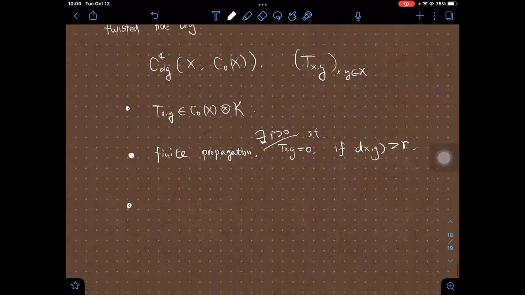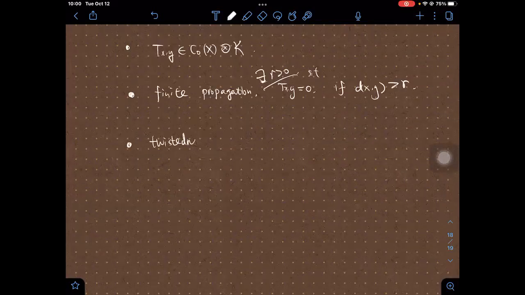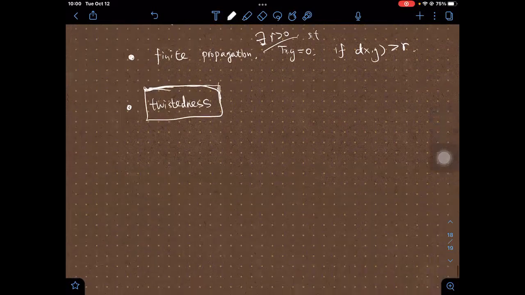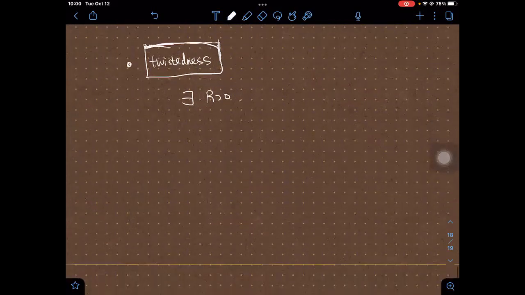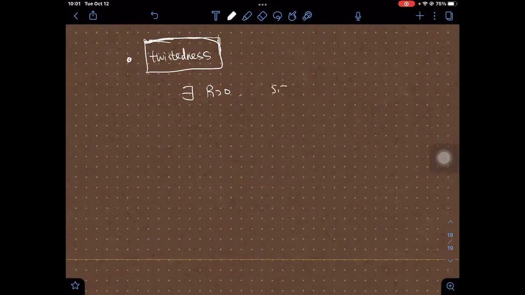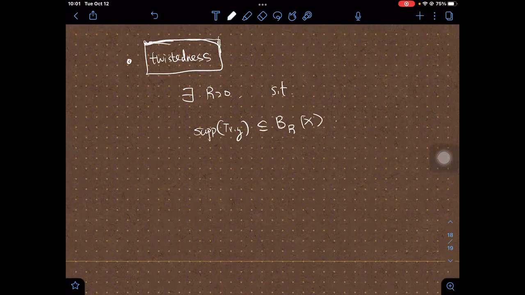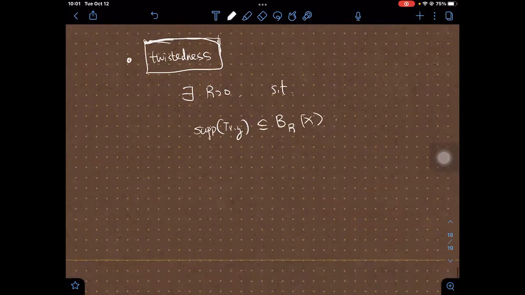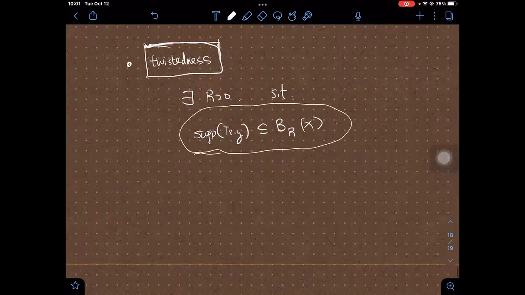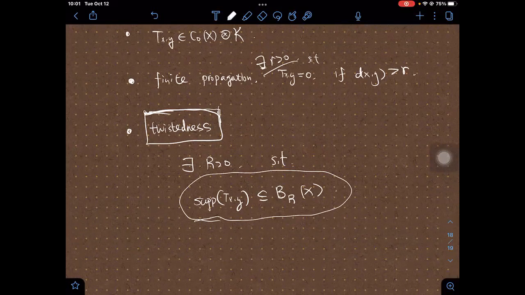Okay, the most important point here is a crucial point in the cutting and pasting. We consider the support of the entry Txy. You can find some r such that the support of the entry Txy is contained in the r ball, the ball centered at x with radius r. This is very important, right? So that holds for every x and y.